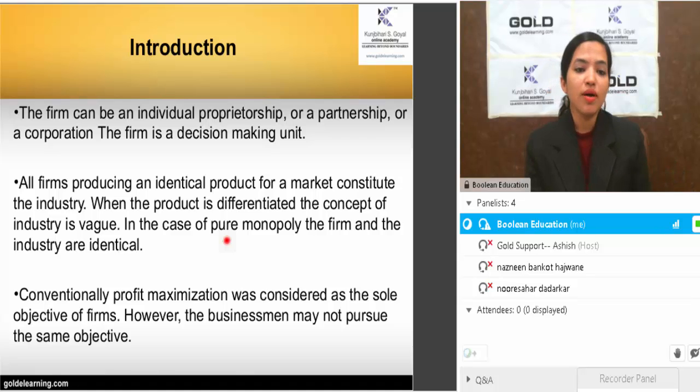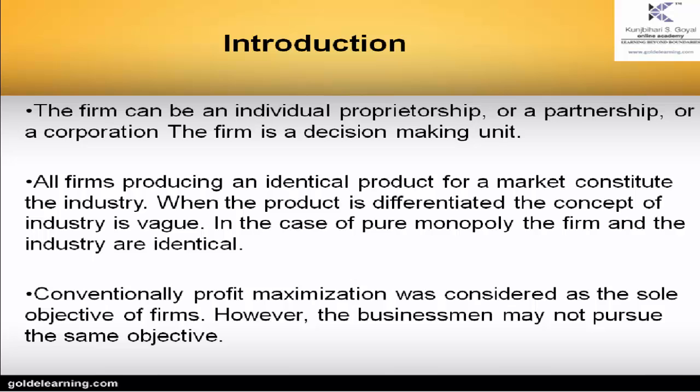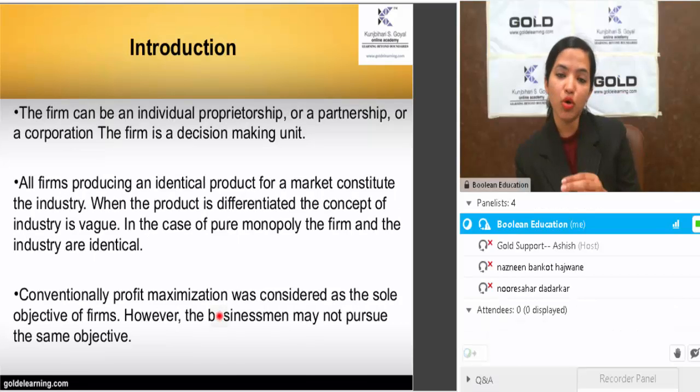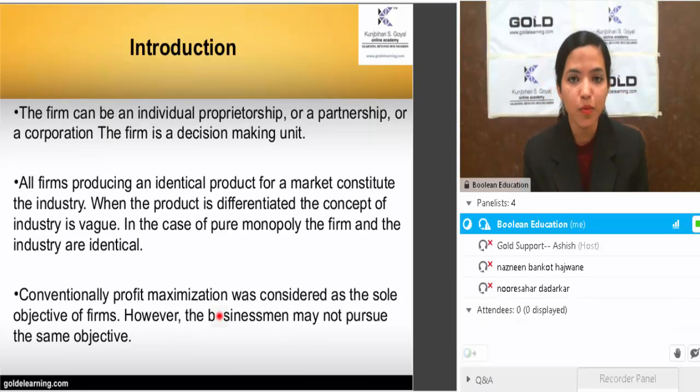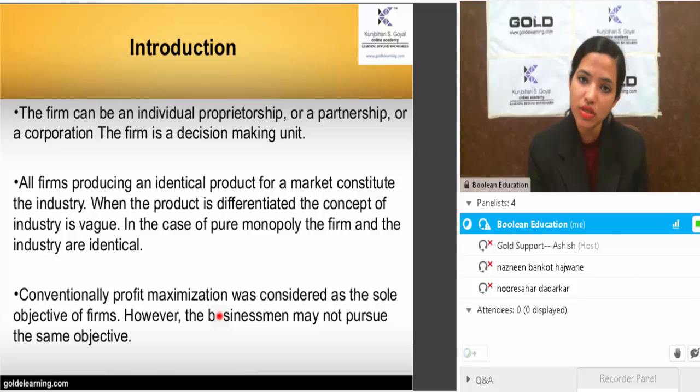So a firm can be an individual proprietorship or a partnership or a corporation. The firm is a decision-making unit. So a firm can be anything. It can be an individual, a sole proprietorship, a partnership between 2, 3 or more people, or a corporation, right? Basically, what is a firm? A firm is a decision-making unit. A firm makes decisions. What kind of decisions do they make? How much to produce, how to produce, where to produce, and at what price we have to sell this commodity, the output, in the market, and how many units to sell. They basically take such decisions.